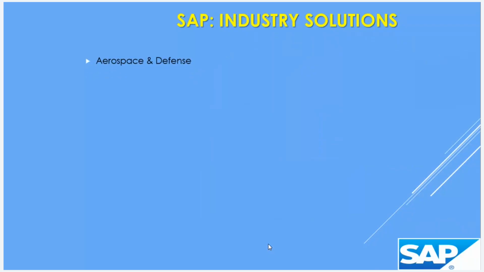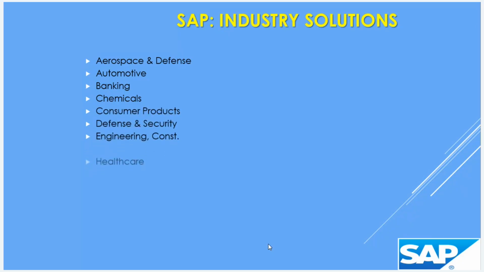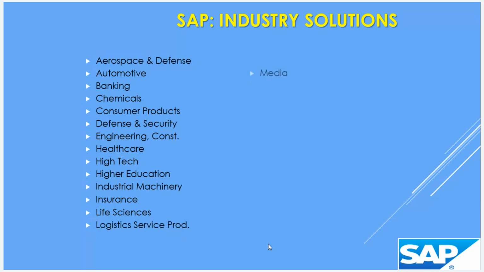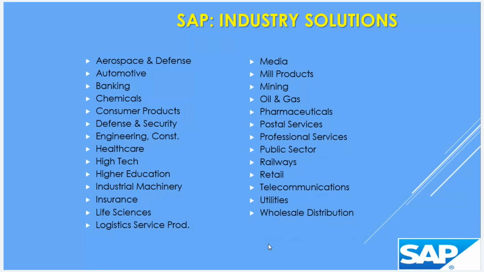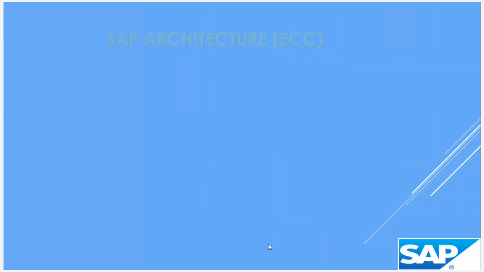Now, SAP industry solutions. Any industry you name, SAP has a solution. Whether aerospace, automotive, banking, chemicals, consumer products, defense and security, engineering, construction, healthcare, high tech, higher education, industrial machinery, insurance, life sciences, logistics services, media, mill products, mining, oil and gas, pharmaceuticals, postal services, professional services, public sector, railways, retail, telecommunications, utilities, wholesale distribution. Any industry you name, SAP has a solution. That is the plus point.